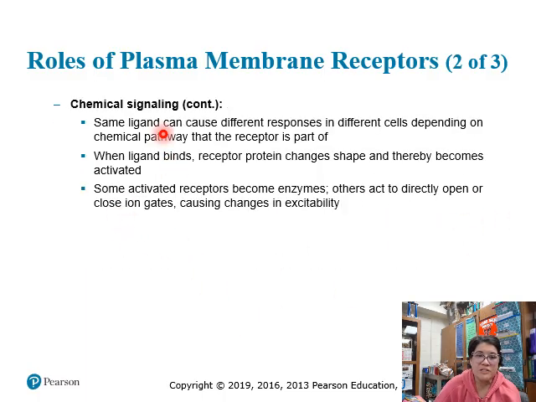The ligands are specific to certain receptors. They have to connect to the right receptors. And some ligands can connect to receptors on different cells, and then they're going to cause a different message. So yeah, they can do things like open ion gates, cause a nerve impulse to go through, things like that.